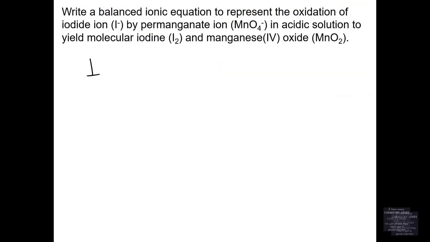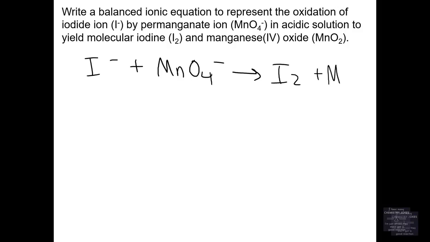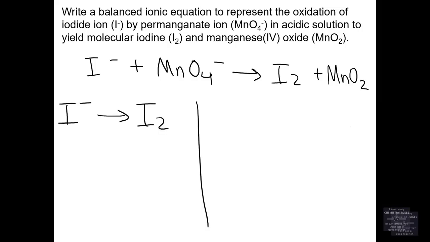The oxidation of I- by permanganate in acidic solution to yield molecular iodine and manganese(IV) oxide. So reading that sentence, that's what we come up with. Step number 2 says separate the equation into 2 half reactions. What that means is write a half reaction for the similar species. So I'm going to separate iodine from manganese. There are my 2 unbalanced half reactions. But in order to continue, I'm going to need more space.